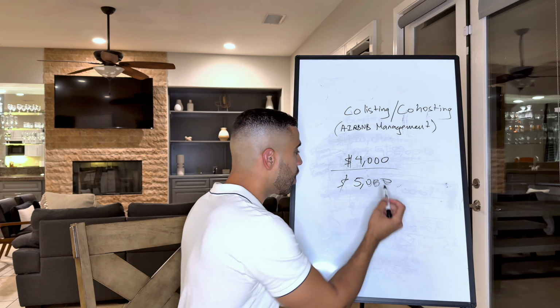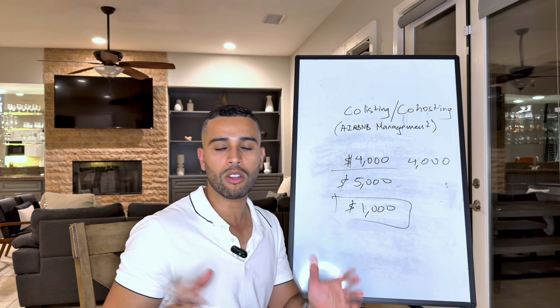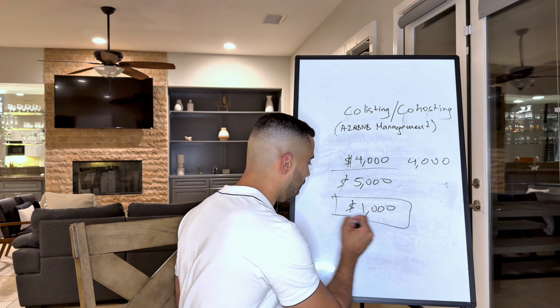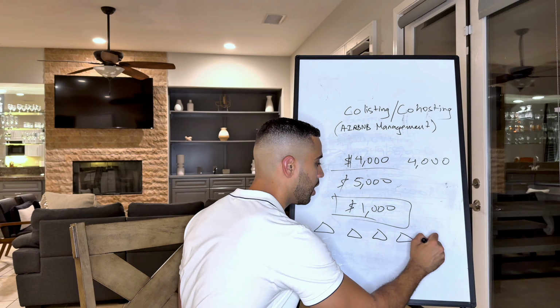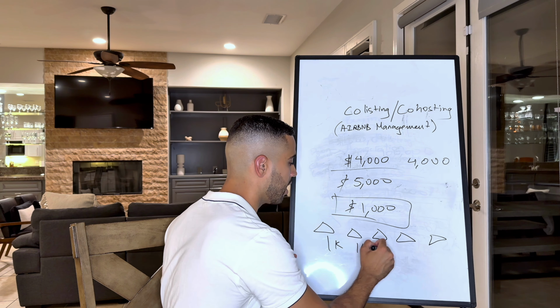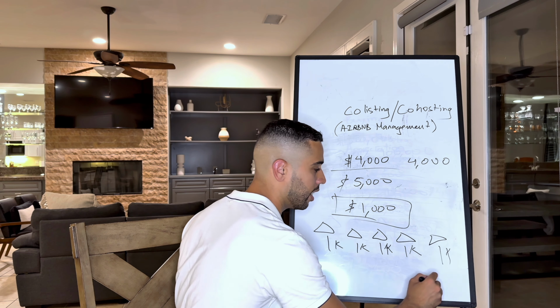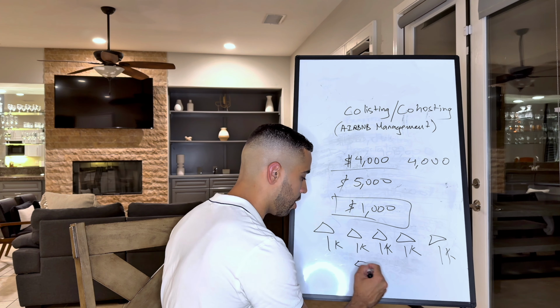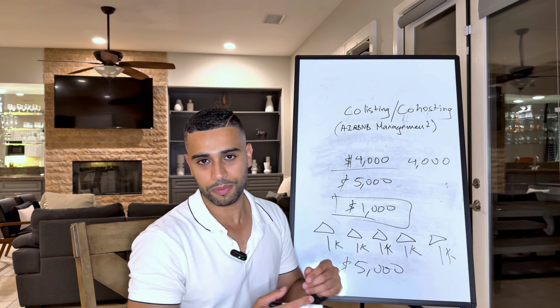Are they happy? Absolutely. Are you happy? Absolutely. You don't have any risk. There is zero risk to you, okay? You're adding value and you're getting compensated. Now again, 5 houses, 1K, 1K, 1K. You get the idea, right? That's how you make $5,000 simply by following this model, okay?